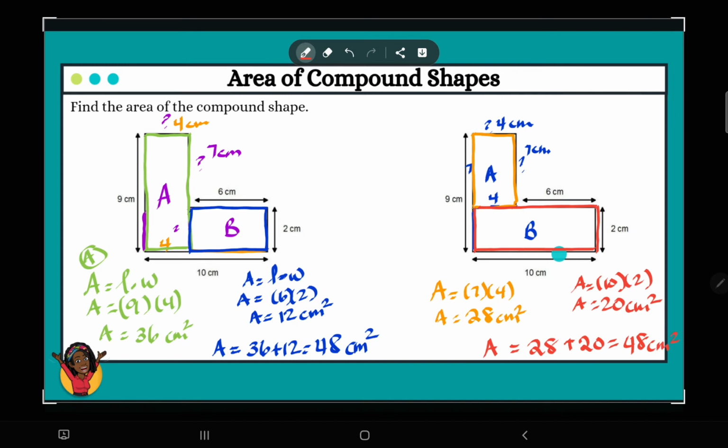So no matter how I split up my compound shape, as long as I fill in my missing dimensions correctly and I apply my formula correctly, I will get the same answer.